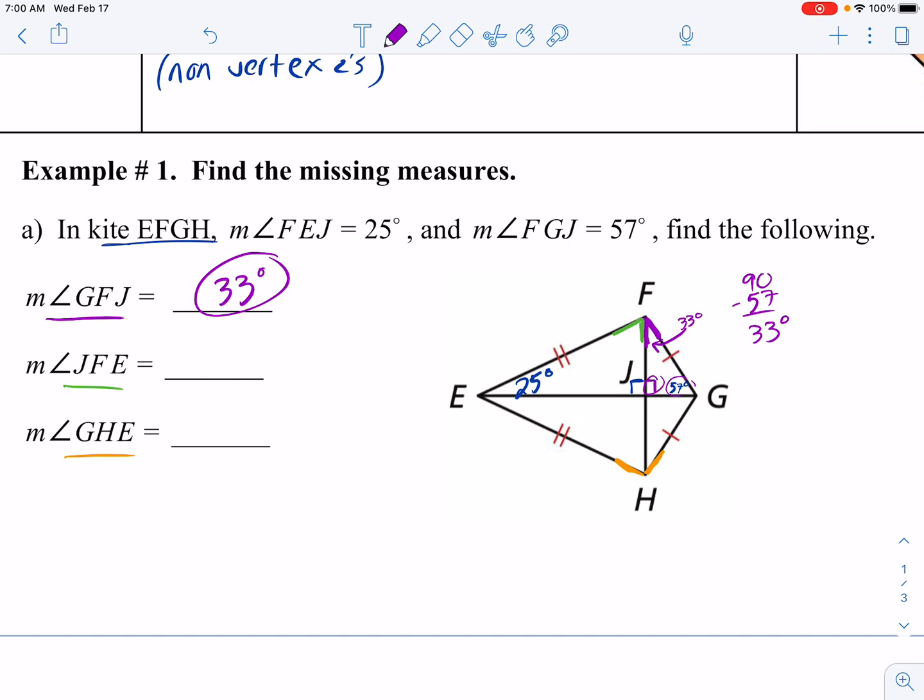Okay, we can also find this green angle now using the same method. We have a 90-degree angle, 25. So we know that this other green angle needs to add to 90 with 25, because 90 plus 90 is 180. Subtract this, we get 65 degrees. So JFE is 65 degrees.